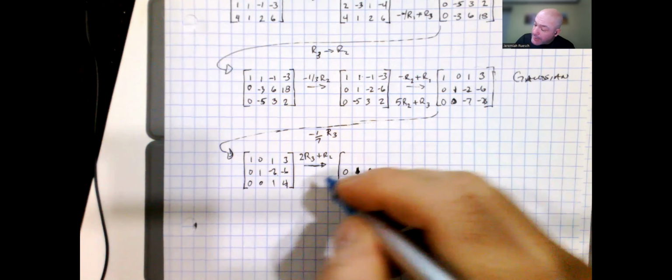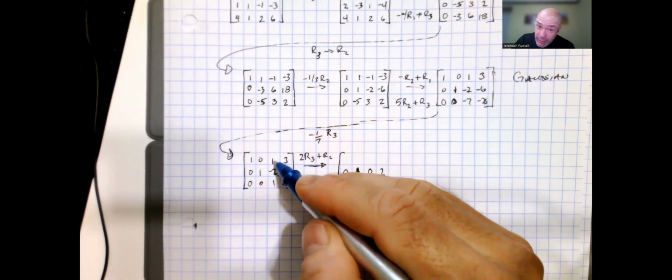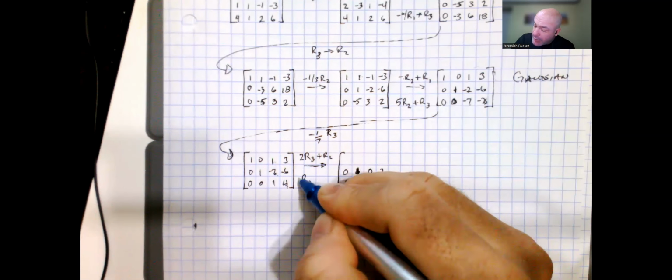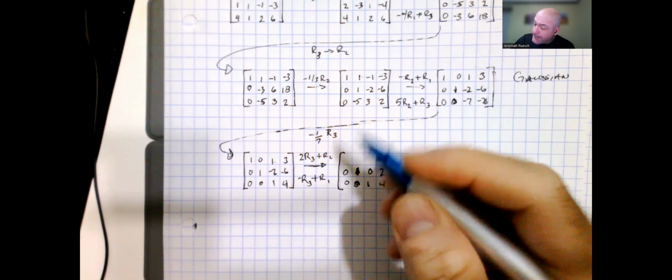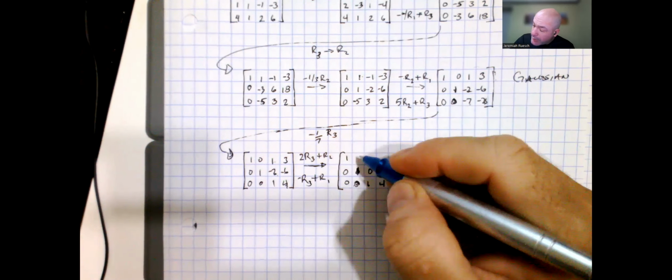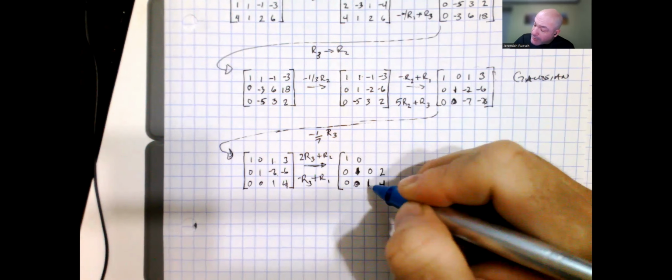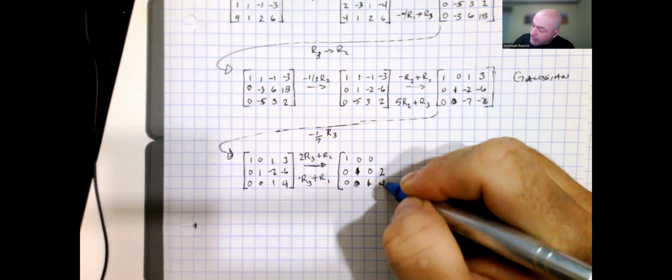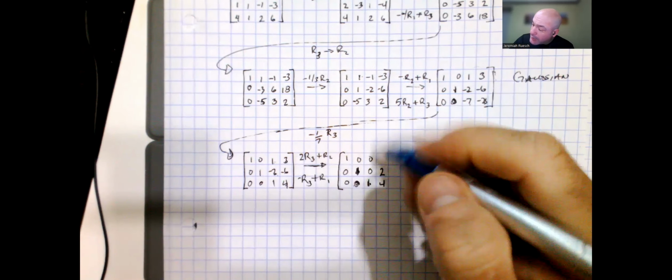Okay. And let's say I want to get rid of this one here. So I'm going to multiply row 3 by negative 1 and then add it to row 1. Okay. So 1 and 0, those won't change. This is going to become a negative 1. Negative 1 plus 1 is a 0. Negative 4 plus 3 is a negative 1.